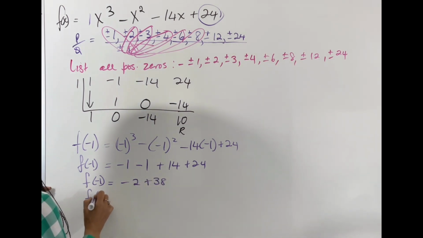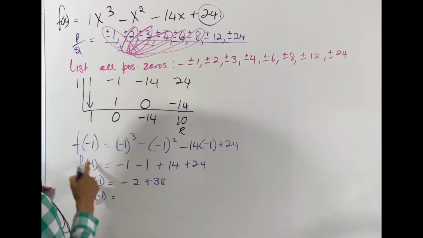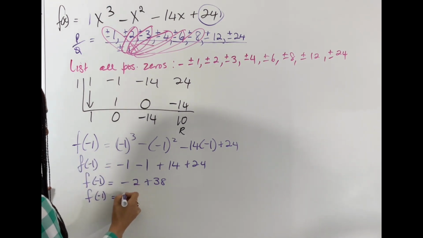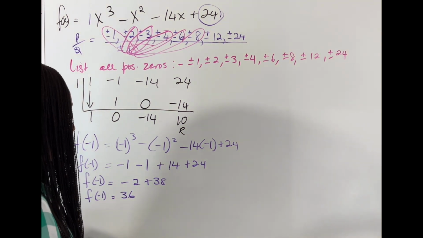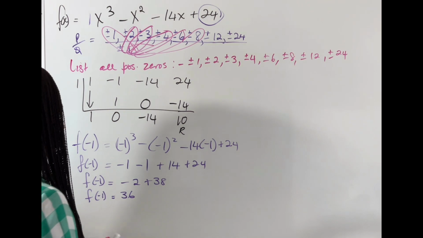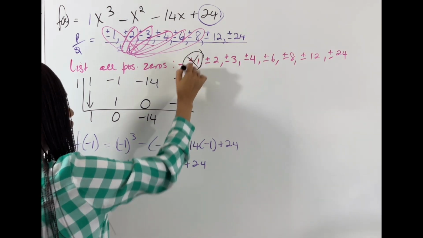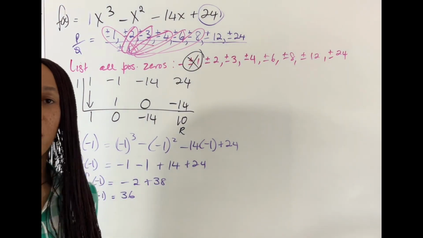Therefore, I can see off the top right now that negative 1 is not a 0, because we end up with 36. In order for it to be one of the possible zeros, f of negative 1 would have to equal 0, and therefore you could have stated that one of the factors would be x plus 1. But no, it is not. So we can cross out the plus or minus 1, because no, those are not one of the factors.